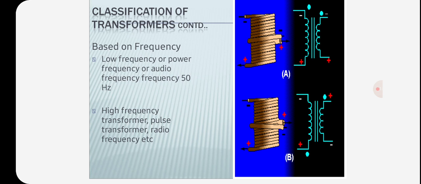And also it has special purpose transformers. In special purpose transformers: auto transformers, welding transformers, audio frequency transformers, pulse transformers, and trigger transformers. So these are the classifications of transformers.